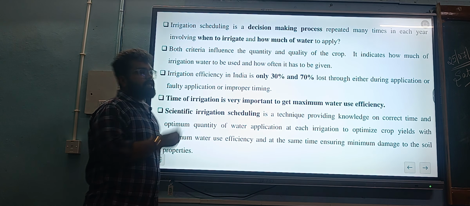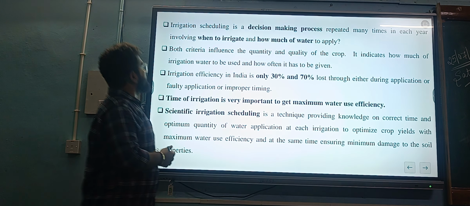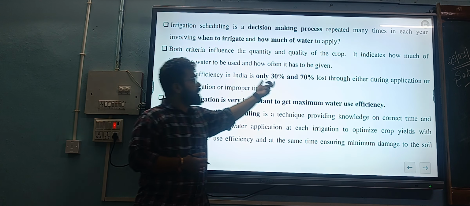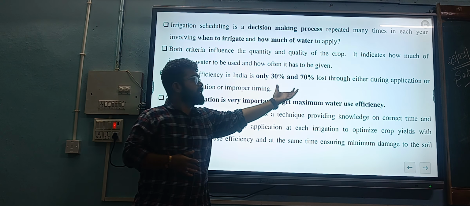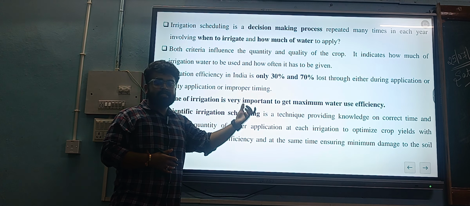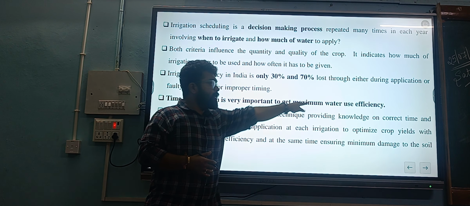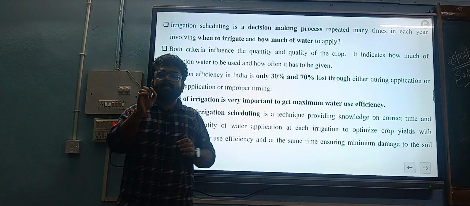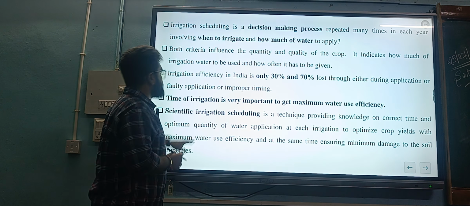So, irrigation scheduling is a decision-making process repeated many times in a year, involving when to irrigate and how much to irrigate. Irrigation efficiency in India is 30 to 70%, which is such a low efficiency. Either due to faulty application practices, the efficiency is very low, and time of irrigation is very important to get the maximum water use efficiency. To answer all these problems, scientific irrigation scheduling gives the real-time answer.